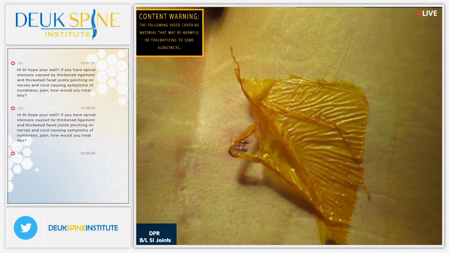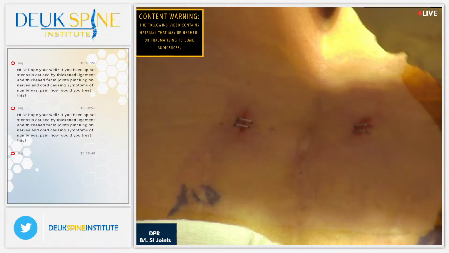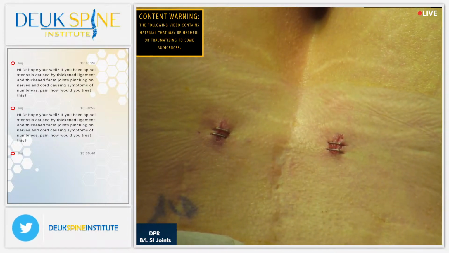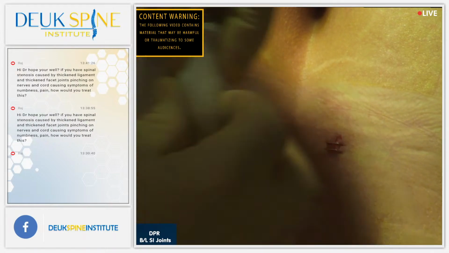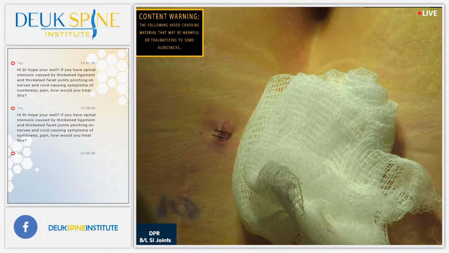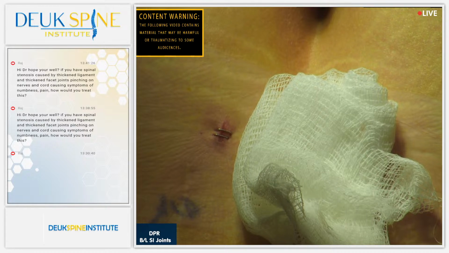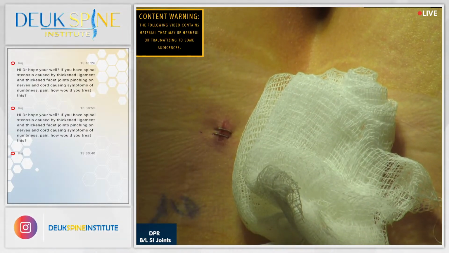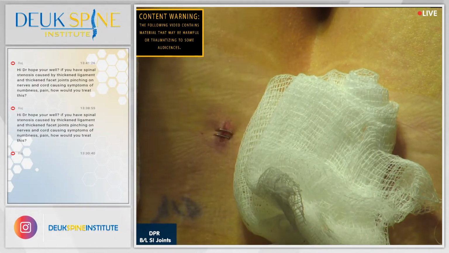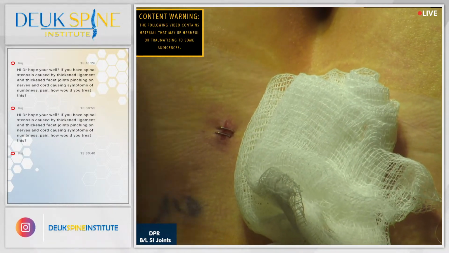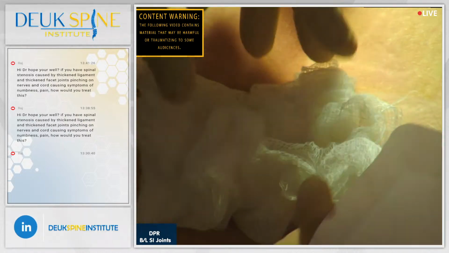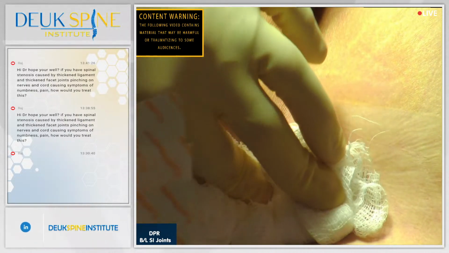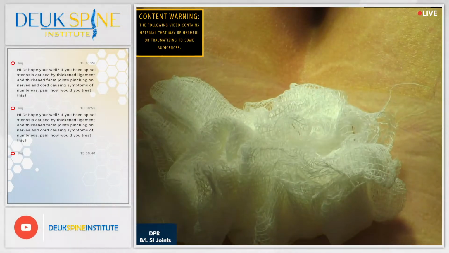Second is facet. Third is piriformis. 4th is SI joint. 5th is fracture of the bone. And chronic compression fracture. So chronic compression fractures represent less than 1% of chronic back pain. 99% of chronic back pain is disc, facet, SI, piriformis. They're all curable with our minimally invasive procedures here at Deuk Spine. You won't find them anywhere else in the world.